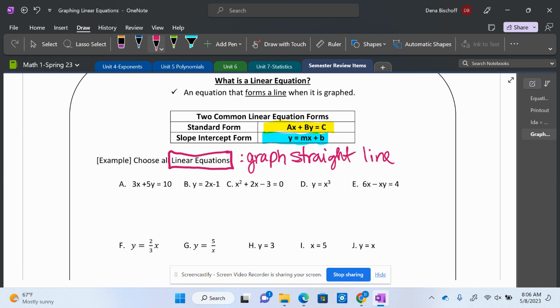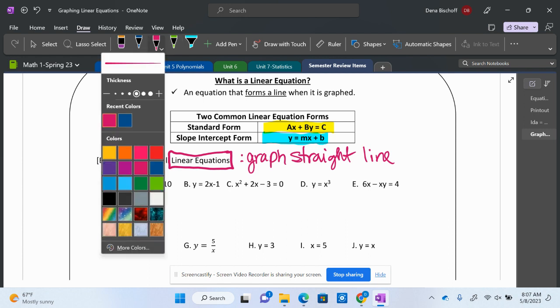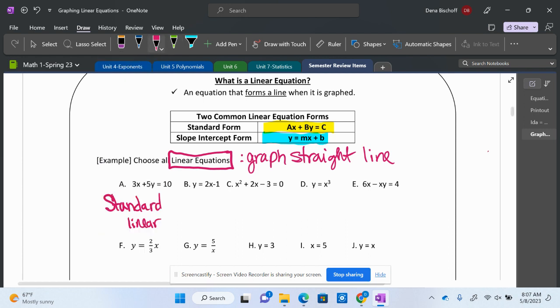So example A, Austin, what do you think? Well, we could, but we're not going to. You should be able to look at them and tell. What do you see about example A? Yeah, this is standard, so it's linear. I'm just going to write standard. So that means it's linear. It's in standard form. Okay. What about example B? Yeah, this is in slope-intercept form. So I'm just going to write slope, and it is linear.